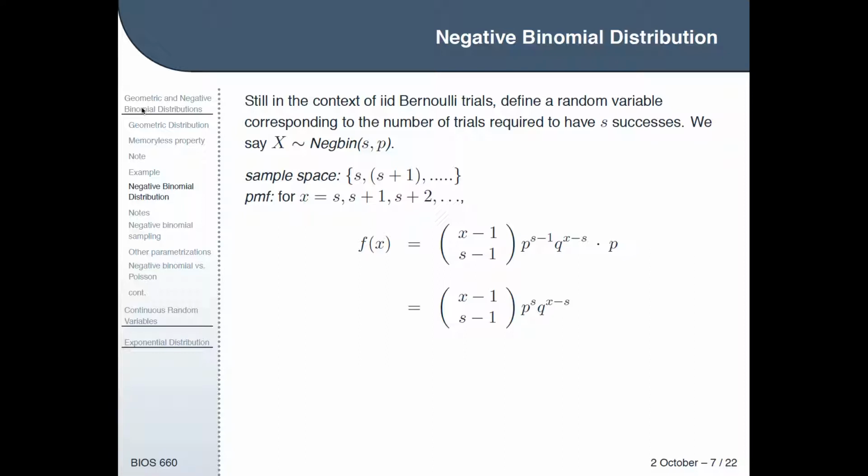The total number of possible orderings of S minus 1 successes in X minus 1 trials is, of course, just X minus 1 choose S minus 1. So the total probability that it takes X trials to get S successes is going to be X minus 1 choose S minus 1 times P to the power S times 1 minus P to the power X minus S. That makes sense. Everybody's seen enough combinatorics that this is relatively old hat by now.